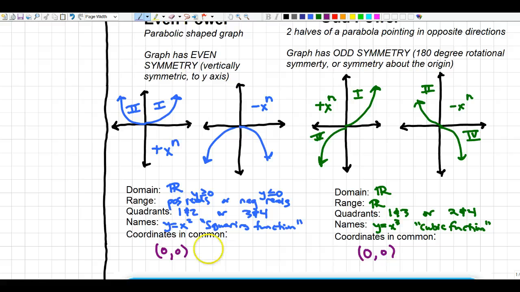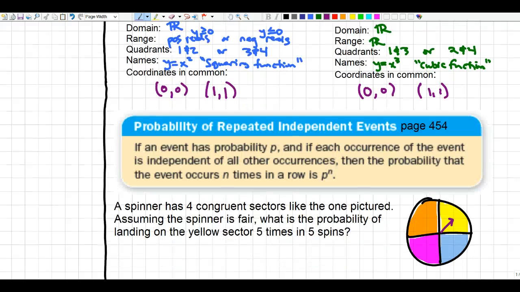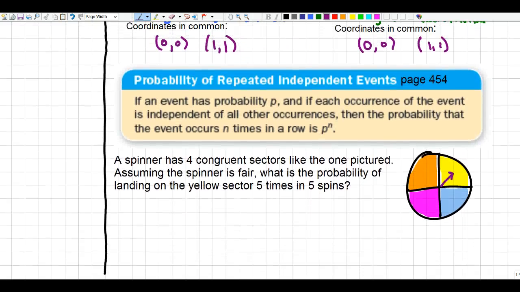There is one other point that is in common to both. If you think about taking a number and raising it to a power, whether it's even or odd, the only one that's going to make sense for is 1. When you take 1 and raise it to a second or to a third, you're always just going to get 1 back. So 0, 0 and 1, 1 are common to both of these graphs.